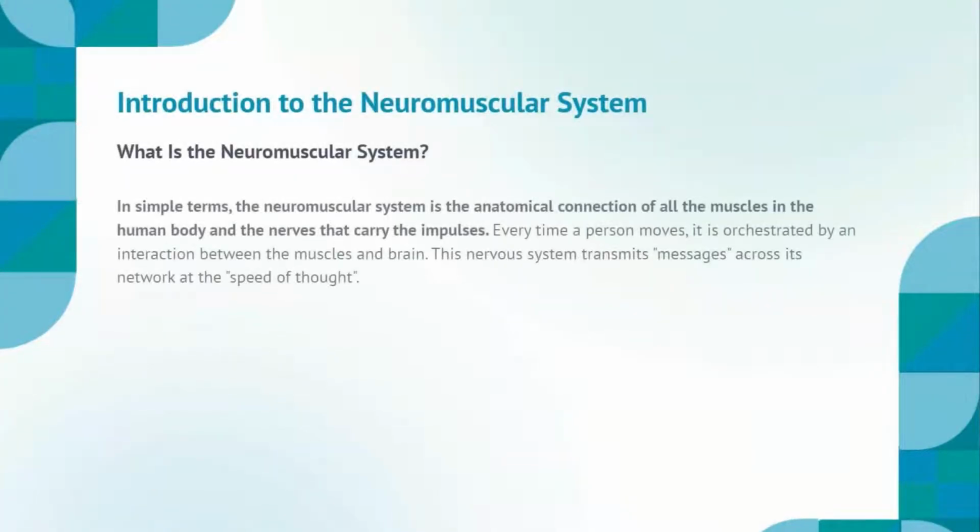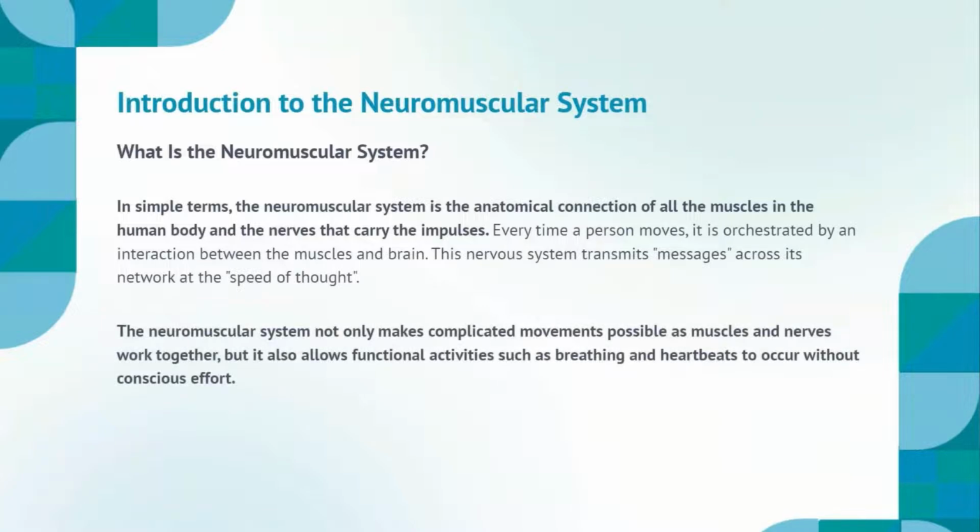Introduction to the neuromuscular system. What is the neuromuscular system? In simple terms, the neuromuscular system is the anatomical connection of all the muscles in the human body and the nerves that carry the impulses.